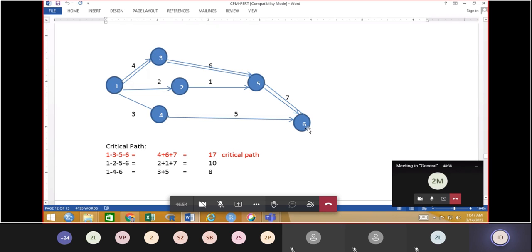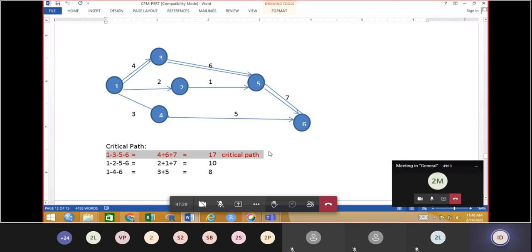Now one more path is there to complete the project. These are the possibilities. Now 1 to 3, 3 to 5 and 5 to 6. 1 to 3 duration is 4, 3 to 5 duration is 6, that is 10, plus 5 to 6 duration is 7, that is 17. So this 17 is the critical path.